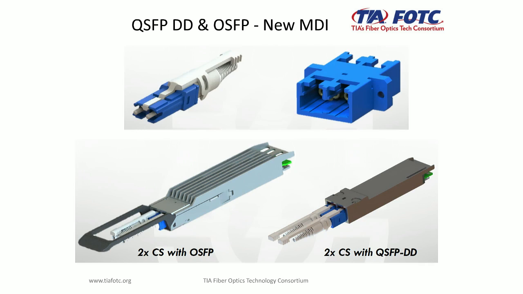This is the new connector I talked about, applicable to both the OSFP and the QSFP double density. This is just one of the configurations for the media device interface. It's a duplex connector. So on the top left-hand side there, that's a little bit bigger than an LC, but you'll notice it has 2 ferrules in it. So I duplex those together, and I get 2 transmit on each side and 2 receive on each side.